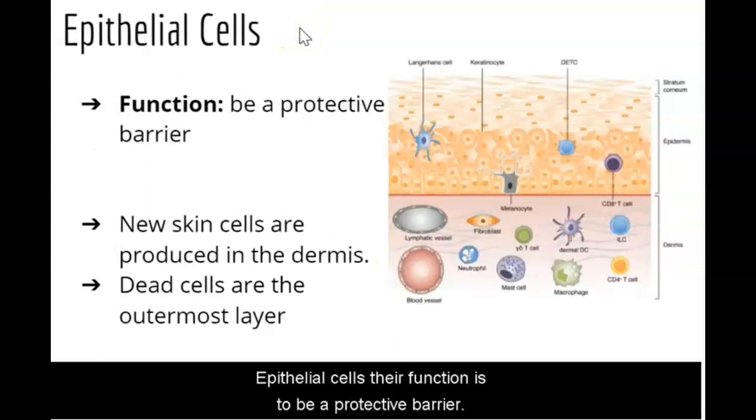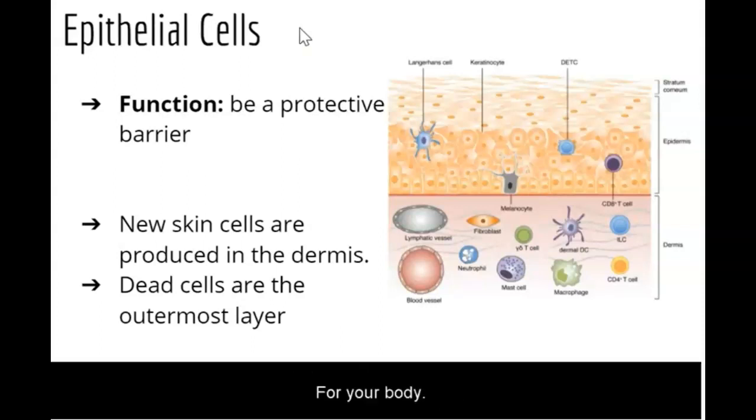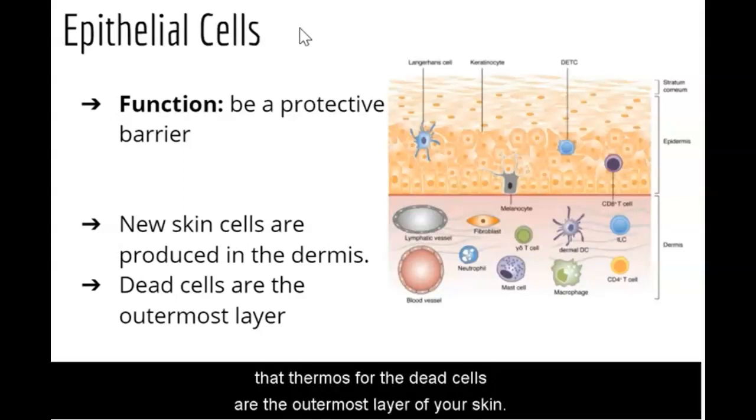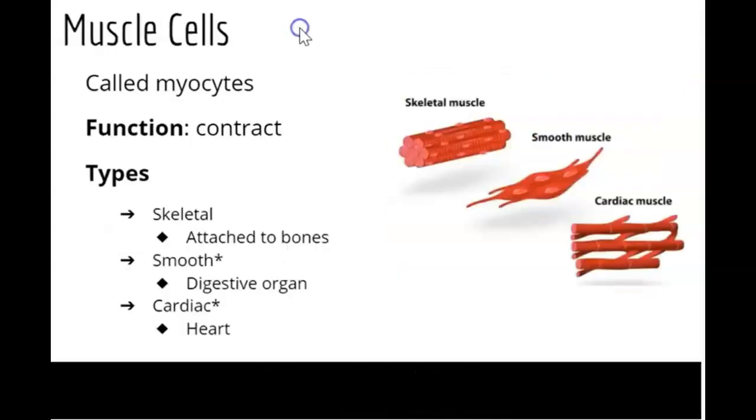Epithelial cells. Their function is to be a protective barrier for your body. The skin has different layers to it. You have the epidermis and the dermis, and your new skin cells are going to be produced in that dermis, where the dead cells are that outermost layer of your skin.